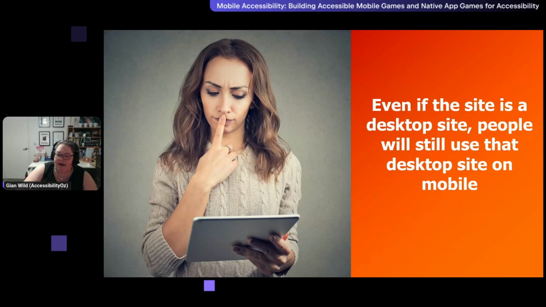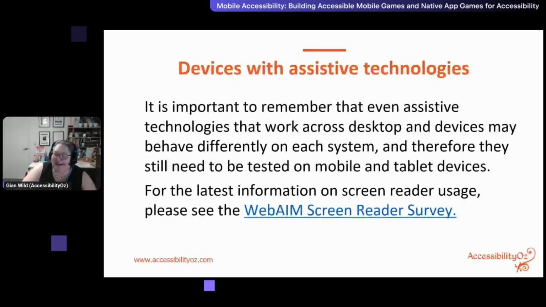And then when it comes to devices with assistive technologies, it's important to remember that there are assistive technologies that are named the same, that work on a Mac and work on iOS, but they are actually different technologies. So you can't say, oh, I tested this on a Mac with VoiceOver, so I don't need to test VoiceOver on my iPhone or my iPad. You do have to, because they're actually completely different technologies. They're just labeled the same.